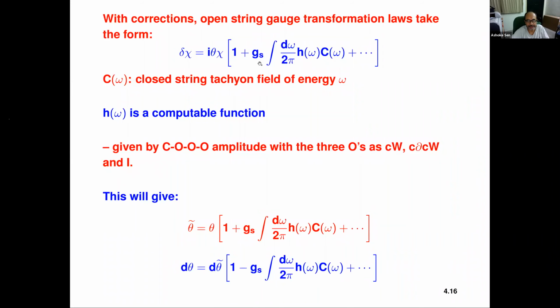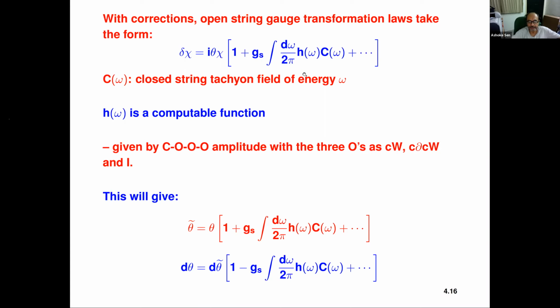There's a G-string coupling. And then you have some known, computable function h of omega. We'll see how to compute h times the closed string state, the closed string tachyon state. And of course, there are many other terms, involving other fields, multiple fields, powers of fields, and so on. So I have only written down this because this is what we'll be interested in.